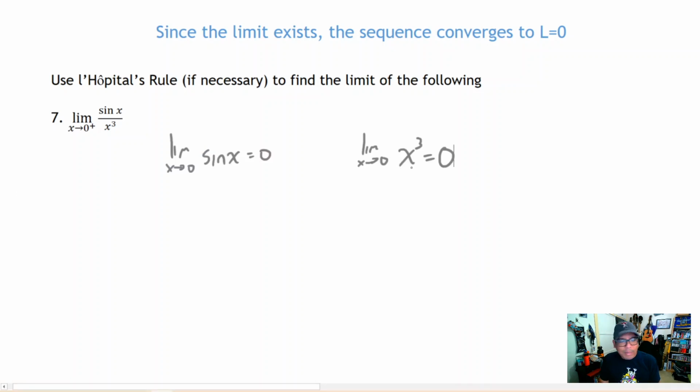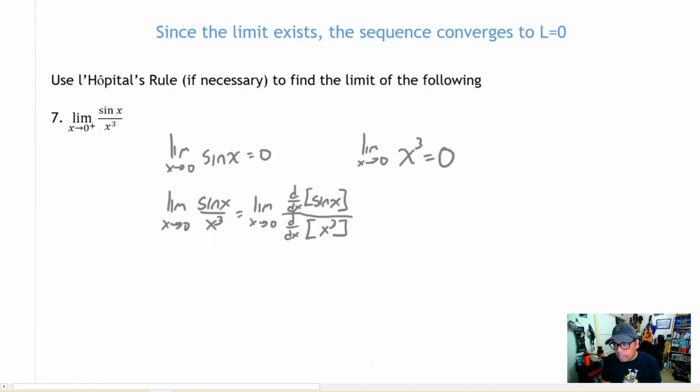I notice that the limit of the numerator and the denominator are both 0 as x approaches 0. So the limit of sine x over x cubed is equal to the derivative of the numerator divided by the derivative of the denominator. And we can only use L'Hopital's rule because we did already show that the numerator and the denominator are 0 over 0. And this gives me the limit as x approaches 0 of cosine x over 3x squared.